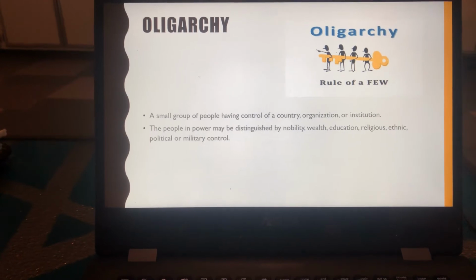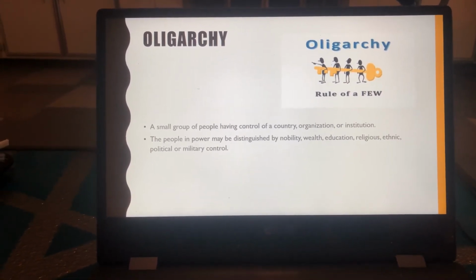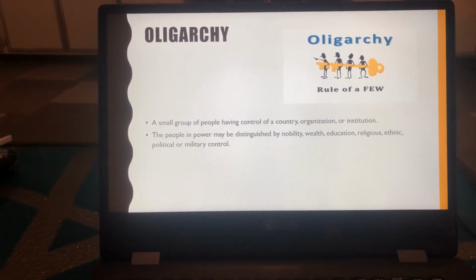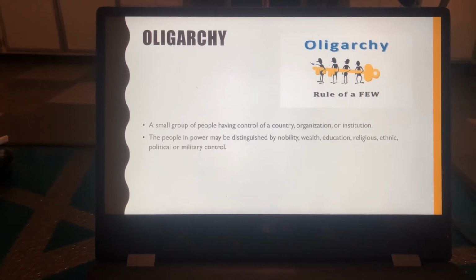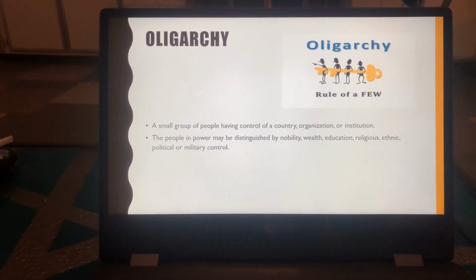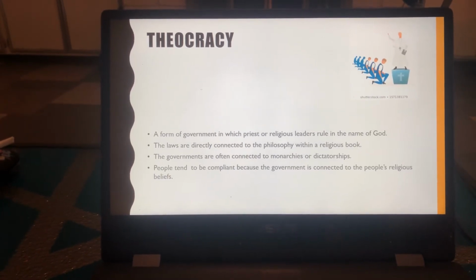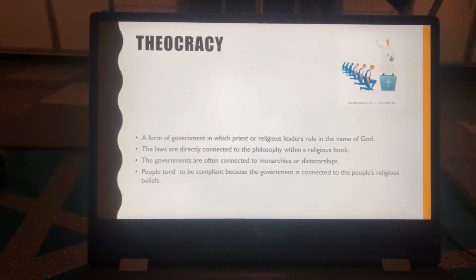So if you study American history, many people kind of looked at the Gilded Age as a time when our government was ruled through an oligarchy. You had a small percentage of individuals like Andrew Carnegie and Rockefeller that used their money and power to control the American government. All right, so now we're going into theocracy.